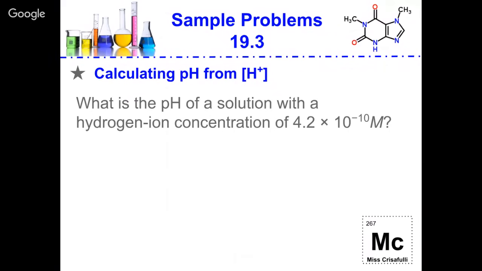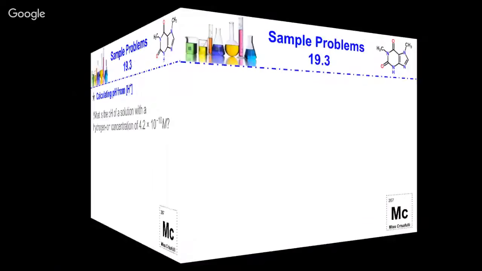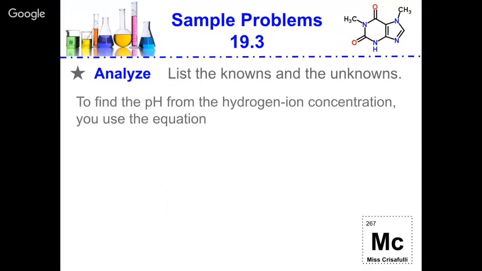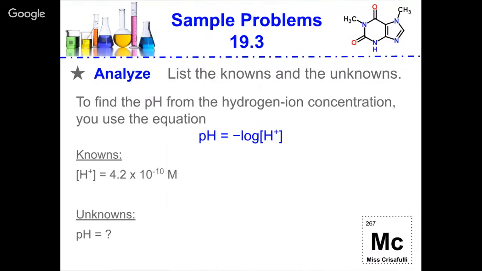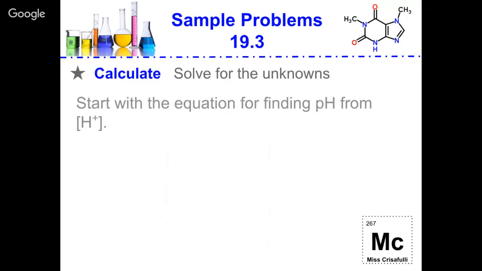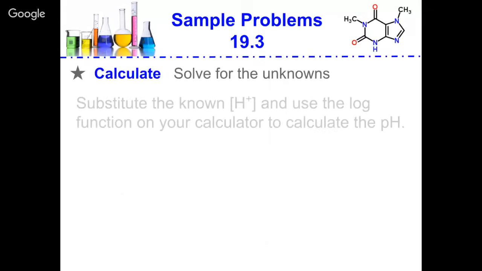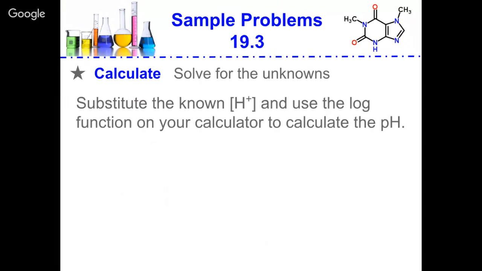So let's calculate pH from the H plus concentration. What is the pH of a solution with a hydrogen ion concentration of 4.2 times 10 to the minus 10th? We're going to use our concentration to find the pH using pH equals negative log of our H plus ion concentration. Let's list out our knowns and what we're trying to find, as always. We're going to start with the equation for finding pH from H plus. So pH equals negative log of H plus. What we're going to do is substitute our concentration of H plus in, and solve for our pH.